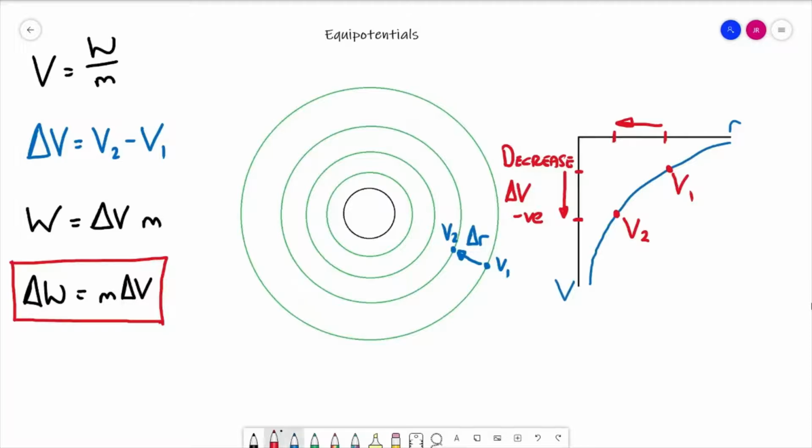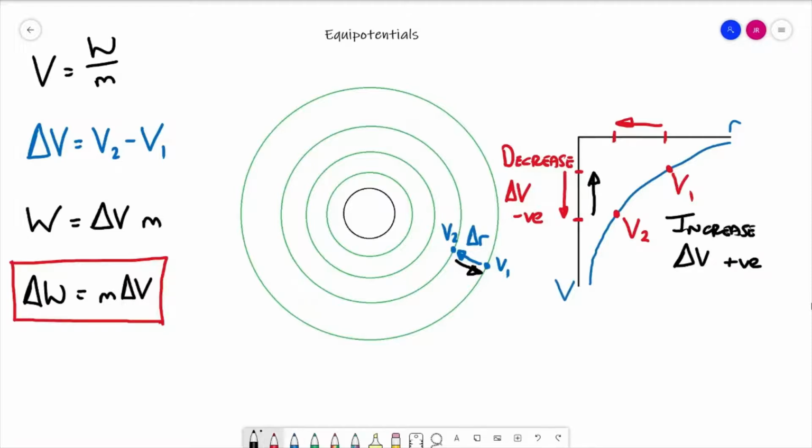Of course, if we go the other way round, so if we go from V2 out to V1, then at that point we are going in that direction, so V is increasing, and therefore delta V will be positive. And of course, if delta V is positive, then the work done will be positive as well, and we are doing the work. We are putting the energy into the system.